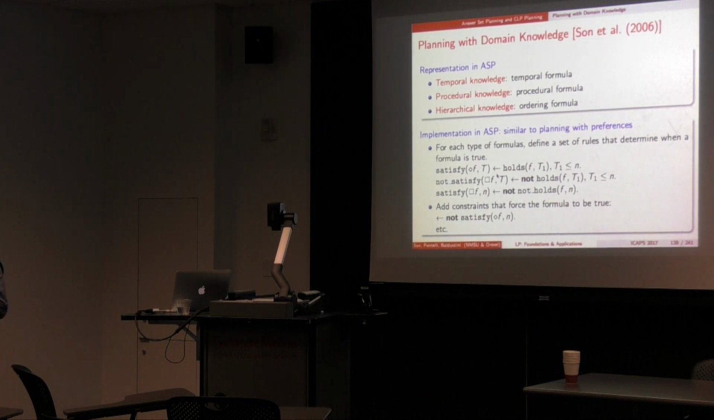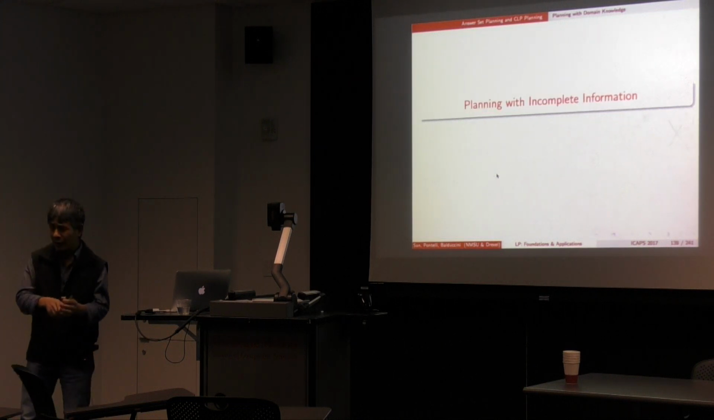The very similar idea to planning with preferences can be used to do that. We can also specify the formula and say that this temporal formula has to be satisfied, and we can define again when this formula is true, that is, satisfied given a trajectory. We do exactly the same, and then we just add the constraint that forces the formula to be true, very much in the same way as before. Okay.